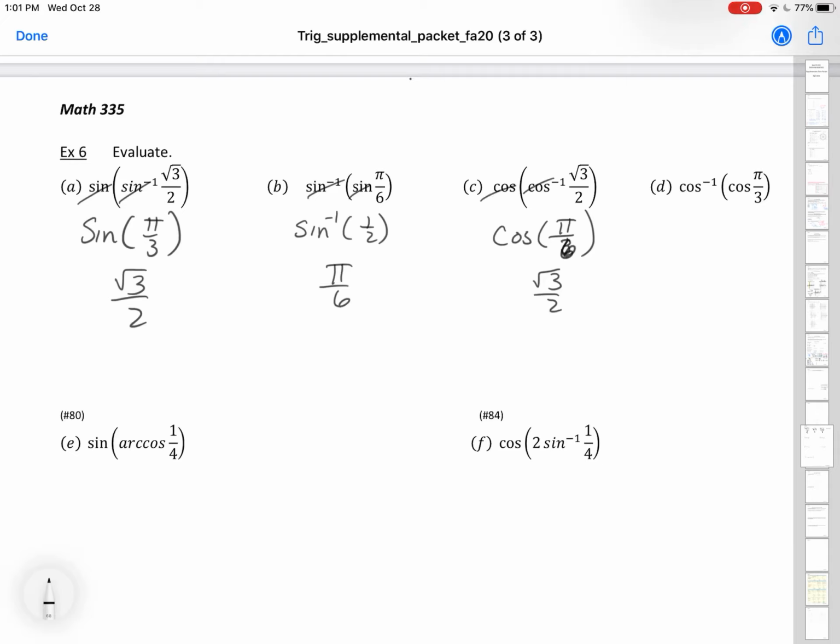And then what about here? Cosine inverse of cosine of pi over 3. We will indeed get pi over 3.